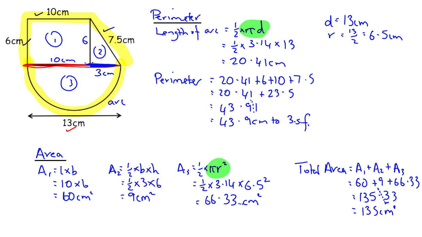Okay, so hopefully that makes sense. We can work out the perimeter and area of composite shapes which involve triangles, rectangles, and parts of circles. Okay, I hope that's been helpful. Go off and enjoy doing some work on that.